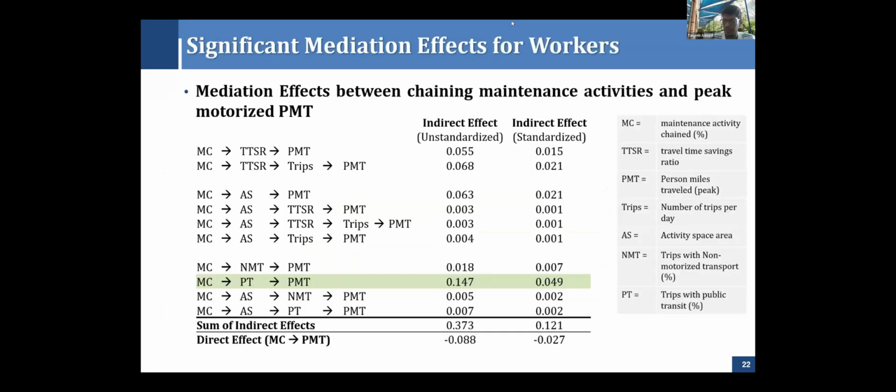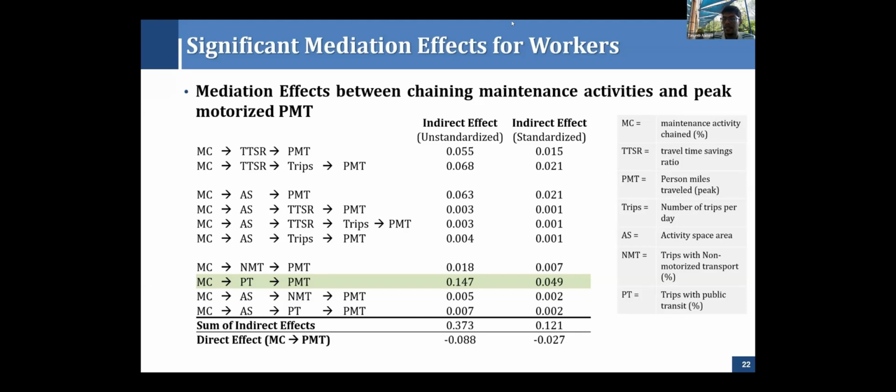So as we mentioned, we are interested in seeing the magnitude of the indirect effects of the activity travel chaining through the mediator variables. And we saw that the total indirect effect is larger than the direct effect. As you can see in the bottom, the last two rows, comparing the direct effect between maintenance and PMT, the direct effects in magnitude are lower than some of the indirect effects.